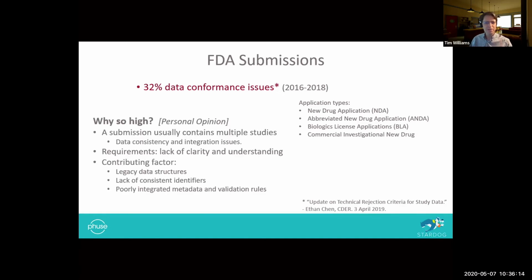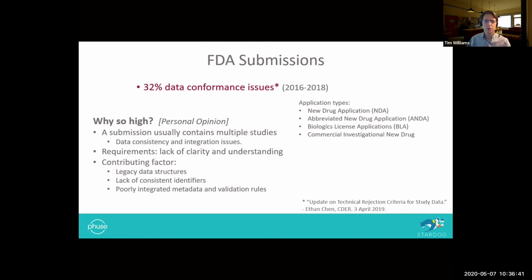Why is this number so high? The reports from the FDA are more factual in nature, so I will offer my own personal opinion. A submission contains multiple studies. These are difficult to integrate for a variety of reasons. There can be confusion about the requirements and standards. This is improving. The FDA recently published a worksheet to help companies understand the requirements, and conformance appears to be increasing. But I think there are much deeper issues at play, and I am talking about them today.